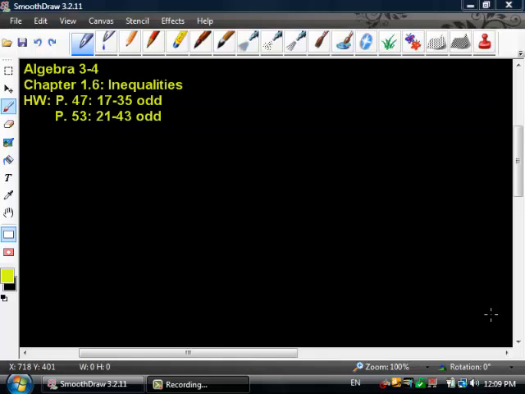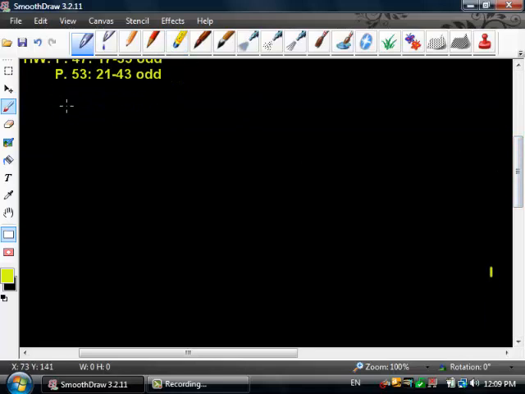This is Algebra 3-4, Chapter 1.6, Inequalities. I'm going to start off by giving you something that you have hopefully seen before. It's just going to be an equation: 2x minus 3 equals 11.